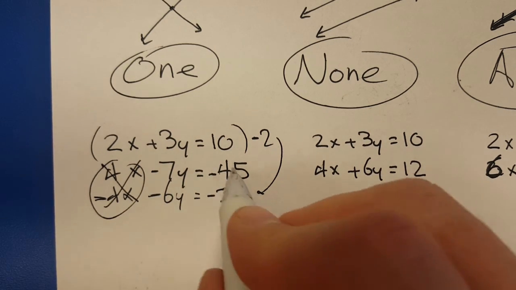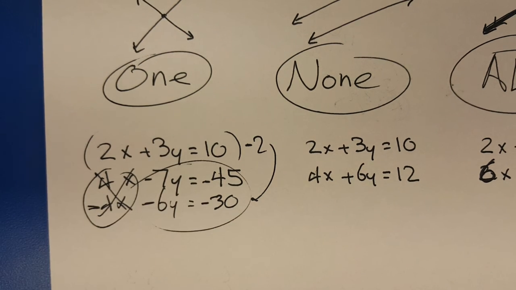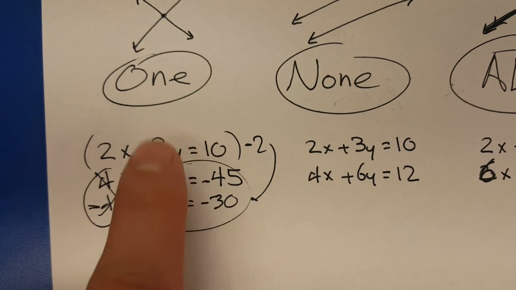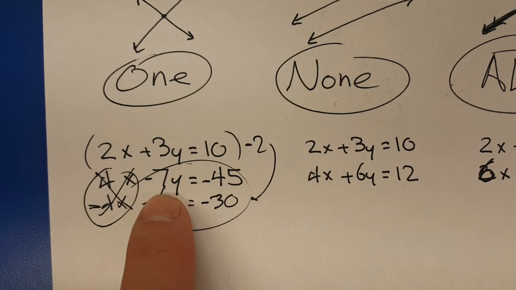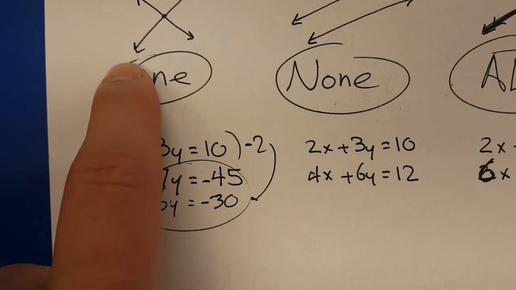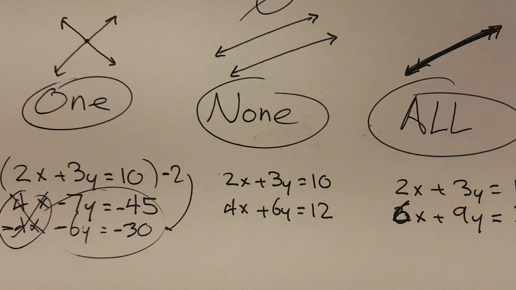So this stuff would cancel, and there's actually going to be stuff left over to find it, okay? So when you have stuff left over to find a solution, you're going to end up getting one solution. So when stuff is left over, like a variable, when this y is left over, you're going to have one solution.